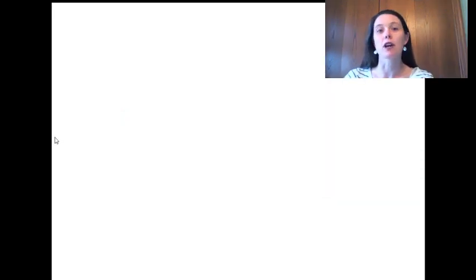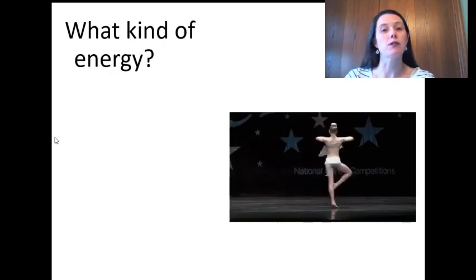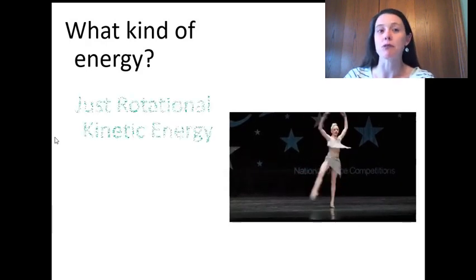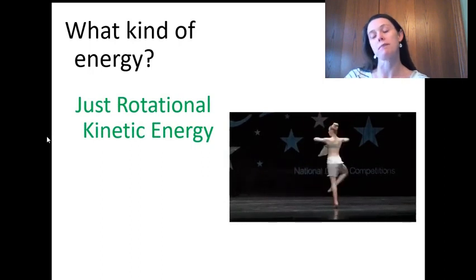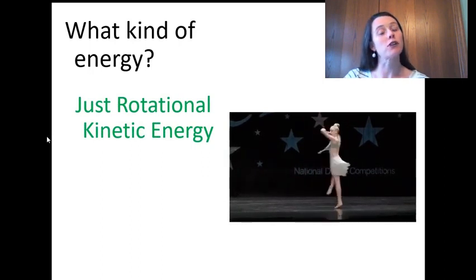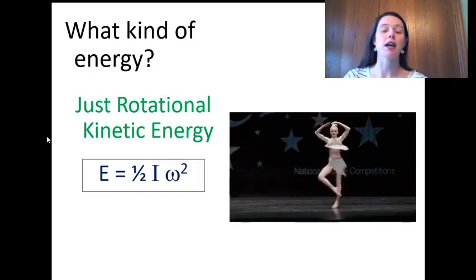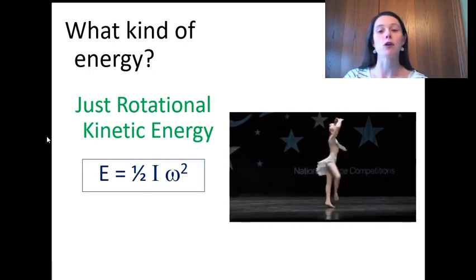Let's consider how the equations might apply in some examples. What kind of energy do you see here? As the dancer spins, her center of mass is not moving. Therefore, she has just rotational kinetic energy. If we were to write an equation for energy, we would simply write that energy equals 1/2 I omega squared.